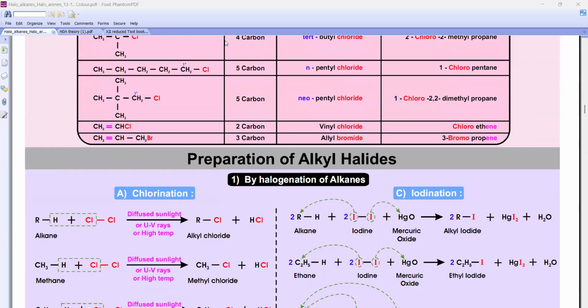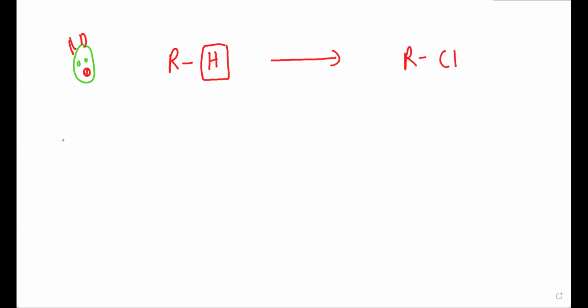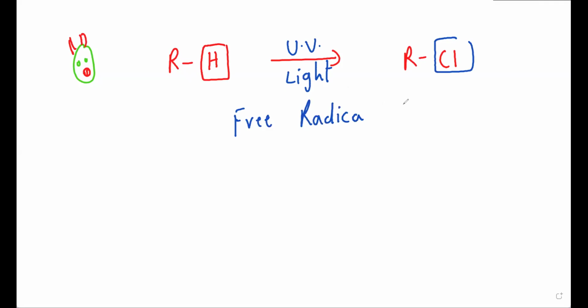Now, beta, before doing preparation, I am telling you again and again, listen carefully, this is very, very important. Whenever in a reaction, suppose this is the general representation, hydrogen is replaced by chlorine, and on the arrow it is written UV light or diffuse sunlight, then it is always free radical substitution.